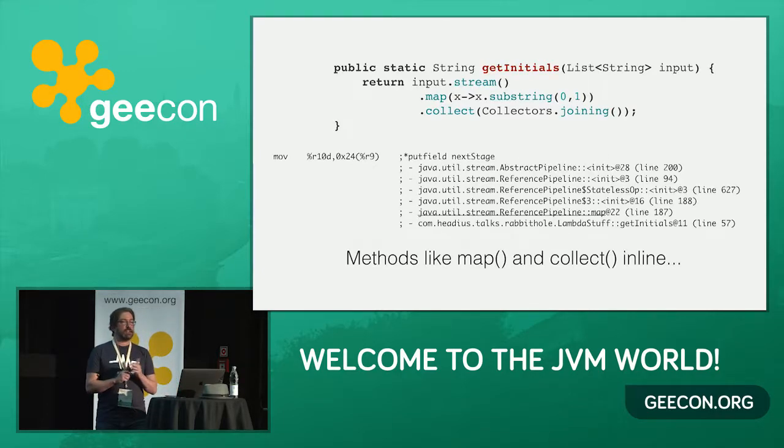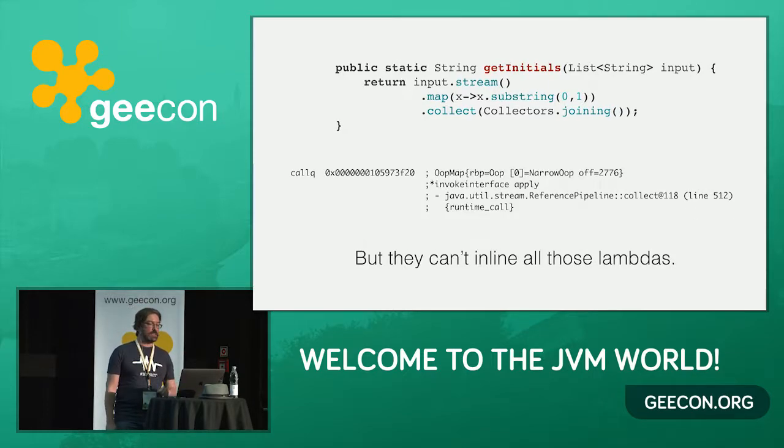If we look at getInitials, which is using those utility methods, we can see that all of the utility method calls themselves do inline. The map call inlines, the collect call inlines. All of this stuff actually does inline at that level. But once we get inside there, we can't inline any of those lambdas. So our biggest tool for optimizing Java code goes out the window because we've decided to use lambdas. Sadly, another case where Java code has not been kept up with by the JIT compilers.